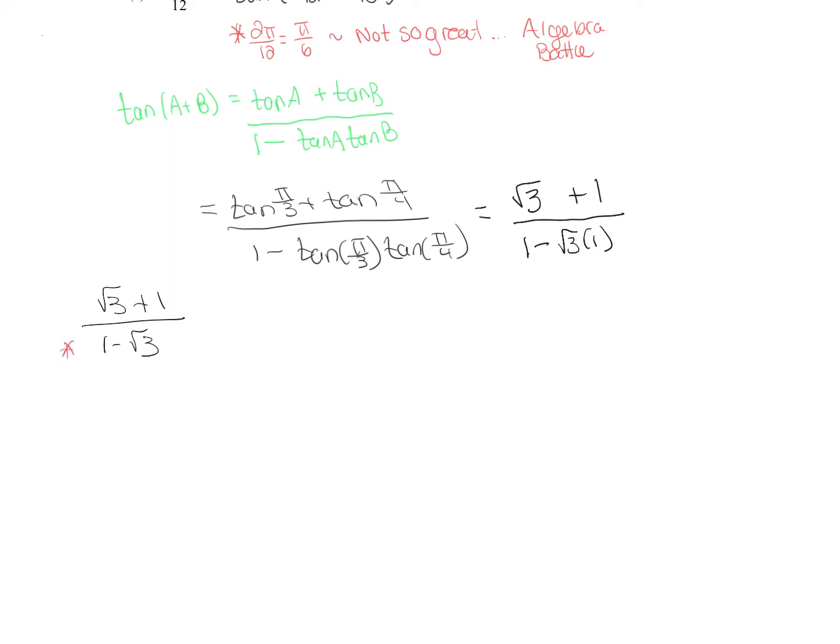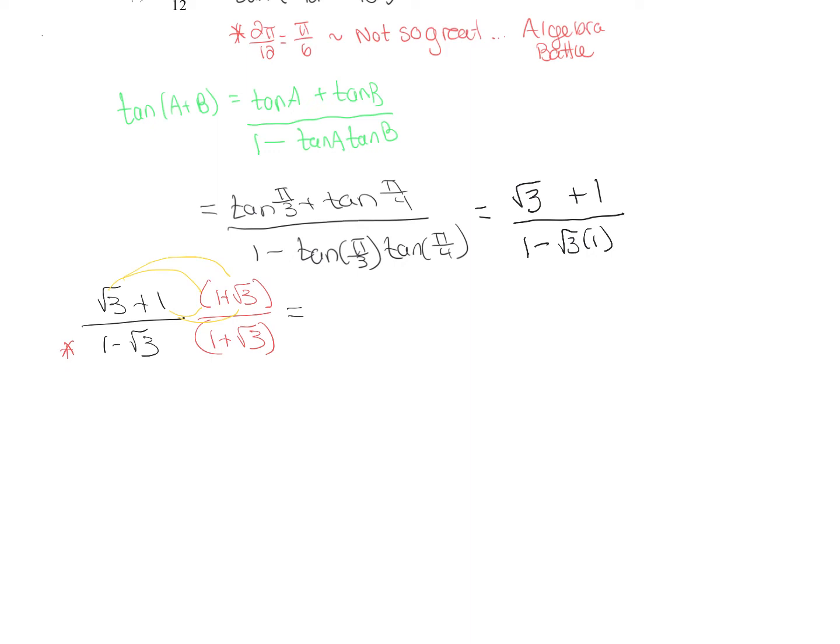This piece right here is the problem. I can't leave a root in the bottom. So to get rid of the root in the bottom, I have to multiply by the conjugate. So I have to multiply the top and the bottom by 1 plus root 3 over 1 plus root 3. And I'm going to have to literally foil it out on top and on bottom.